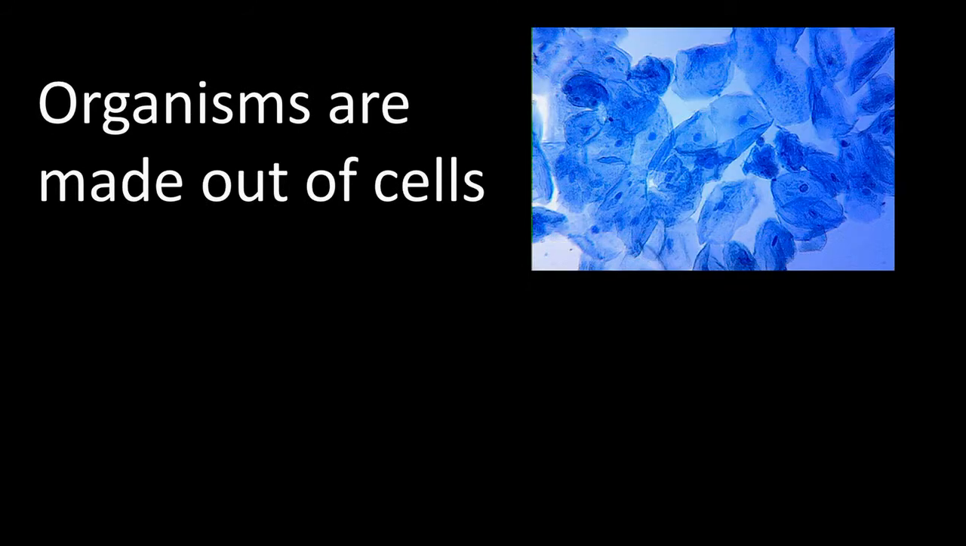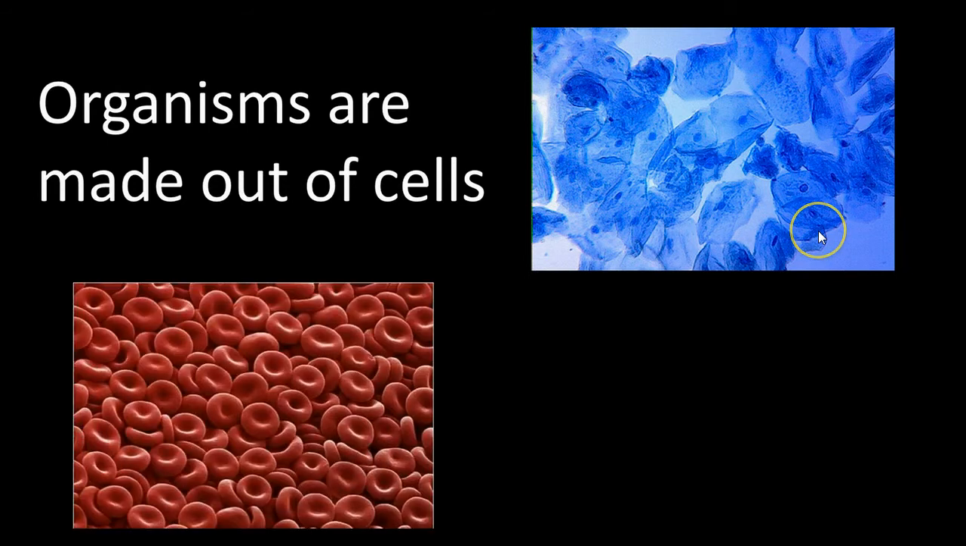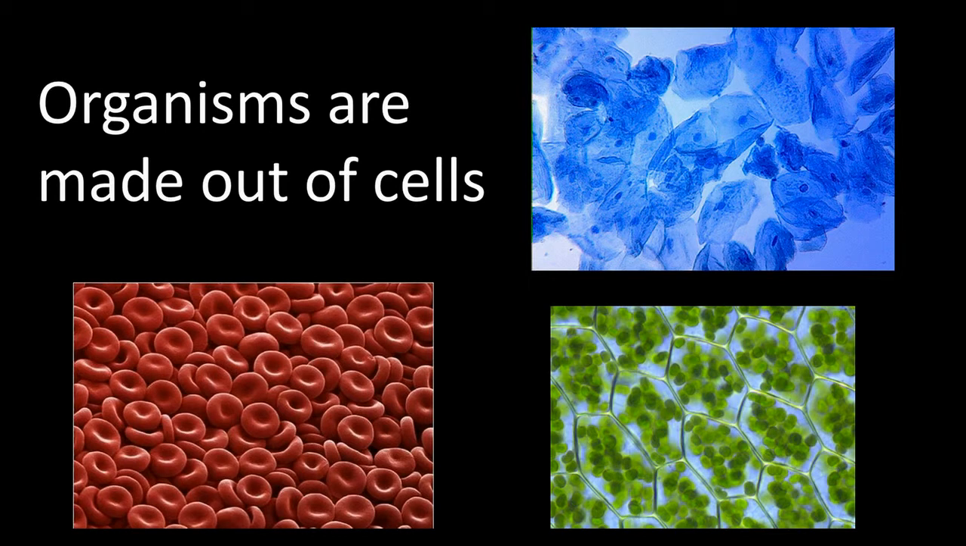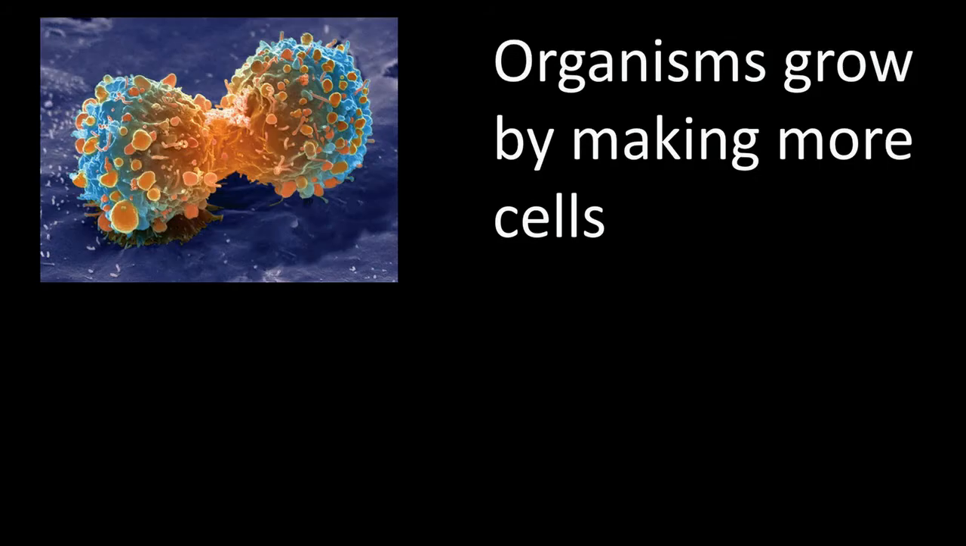Another characteristic is that all organisms are made of these little compartments called cells. You can see in this illustration up here, this is actually a picture of human cheek cells from the inside of your mouth, and the little dots in the middle, those are the nuclei of the cells. Here's a picture of human red blood cells, and here's a picture of cells from an aquarium plant, and the little green dots here are where the plants actually make their own food. Those are called chloroplasts.